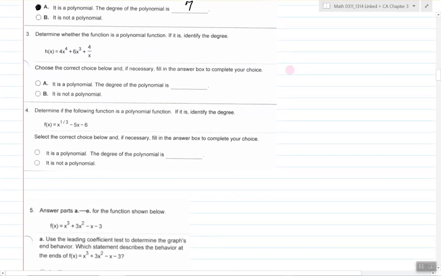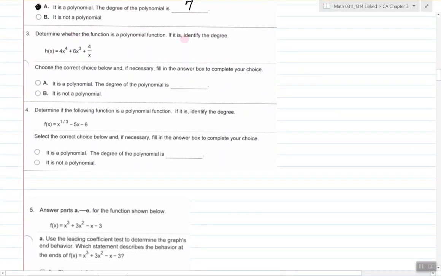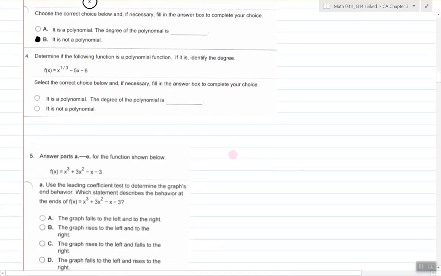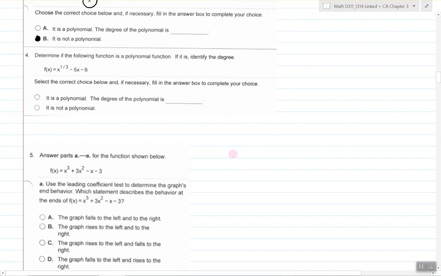Let's look at number 3. Is it a polynomial function? 4x to the 4th plus 6x to the 3rd plus 4 over x. When you have an x in the denominator, that means that if it were written outside the denominator, it would have a negative exponent. You cannot have x's in the denominator and it be a polynomial function, so this is not a polynomial function.